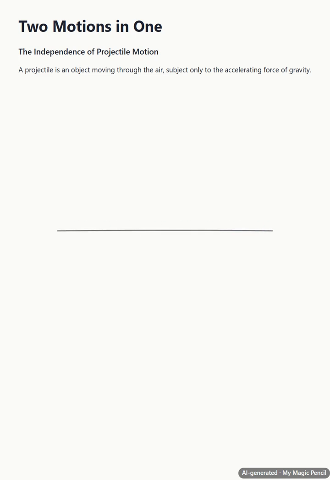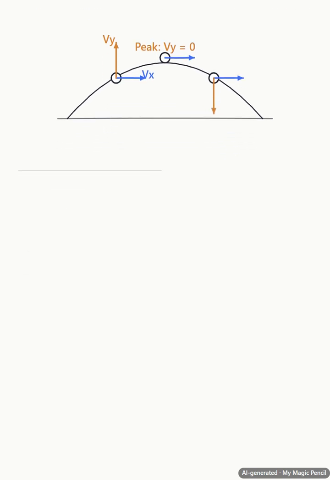Let's sketch this path. As the ball travels along this curve, we can split its motion into two distinct arrows. The horizontal velocity, which we'll draw in blue, points straight ahead. The vertical velocity, drawn in orange, points straight up and down. Notice how the forward arrow never changes its length, while the vertical arrow shrinks, completely disappears at the peak, and then points downward. Why does this happen?